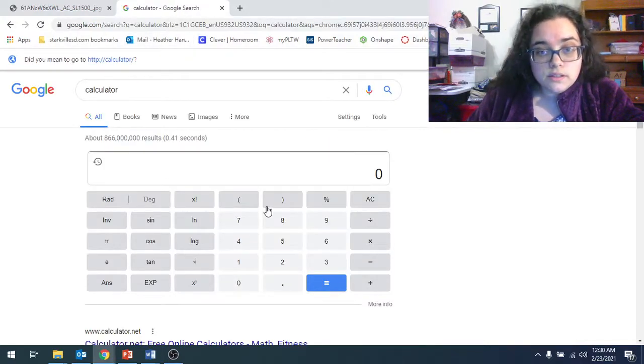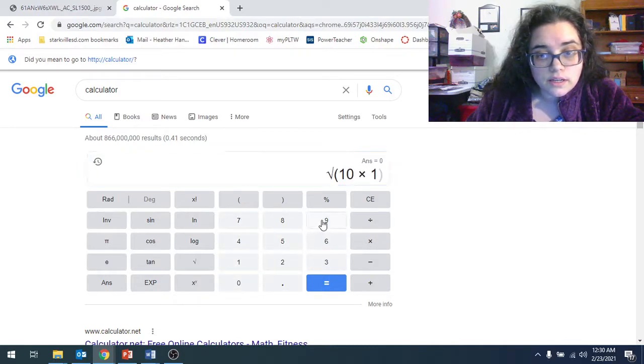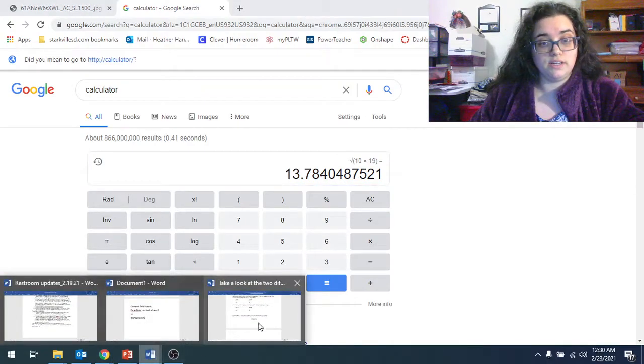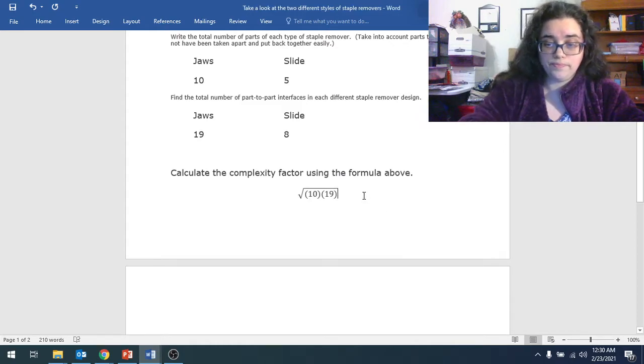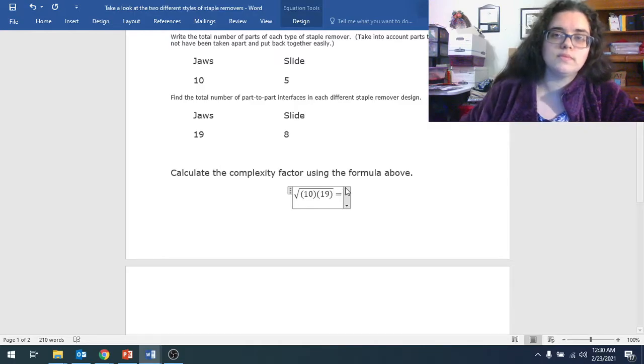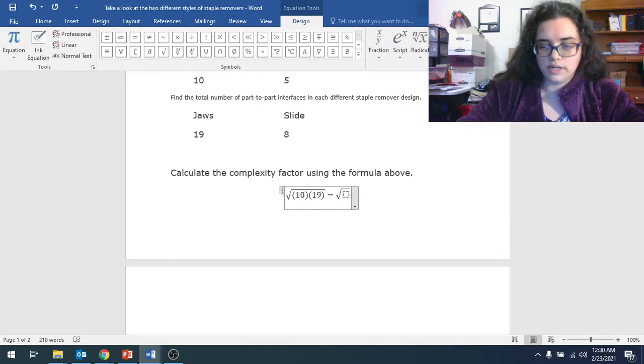Google does just fine. Square root of 10 times 19. That's 13.78. I'm going to round it to there, 13.78. So this is the square root of 190.